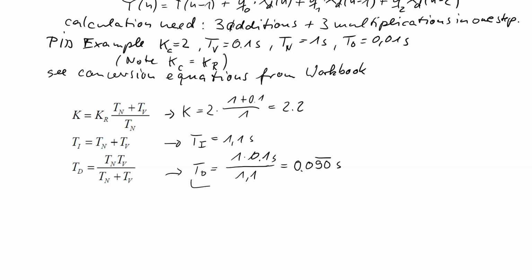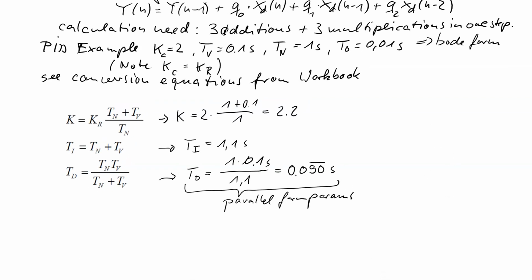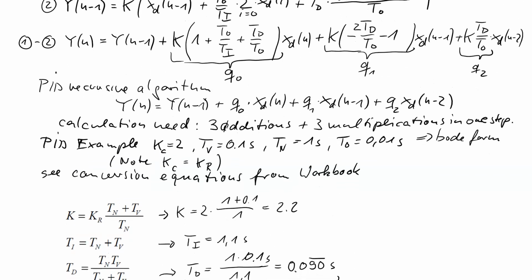So these are now the parallel form parameters, and given are the Bode form parameters. This is important to know: the controller design methods you have learned in workbook 1 in control system 1 throw out Bode form values. Our algorithm needs the parallel form values, so each time you make a design of a PID controller in control system 1, you have to go through this conversion to get the parallel form parameters, and then you can put these values into the equations of my 3 Qs.